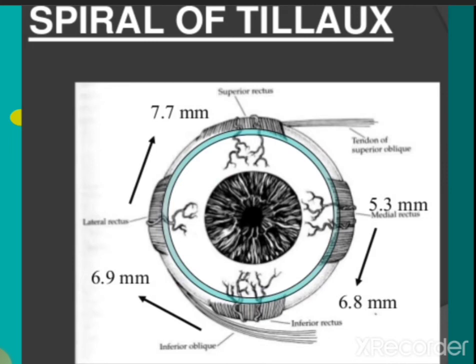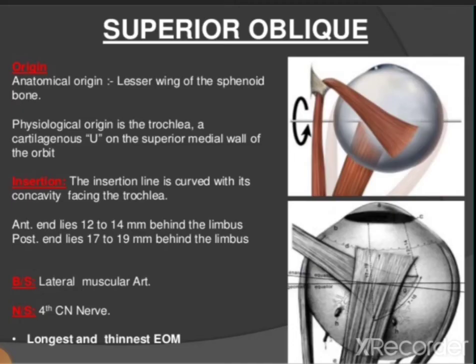Now this is the spiral of Tillaux, which is the mode of insertion of these 4 recti muscles on the sclera at different distances from the cornea. So this is the superior oblique muscle. You just go through the diagram and the attachments in your book. Here I am just telling you the location of the superior oblique muscle.